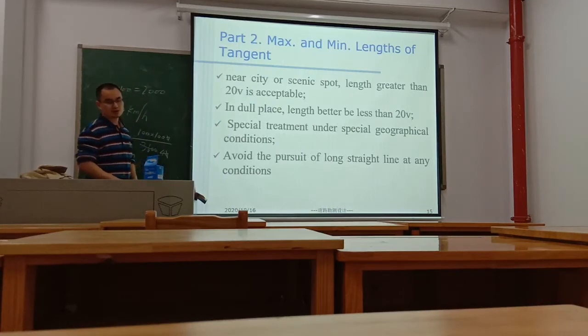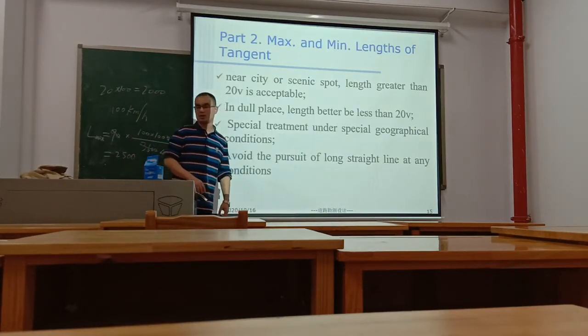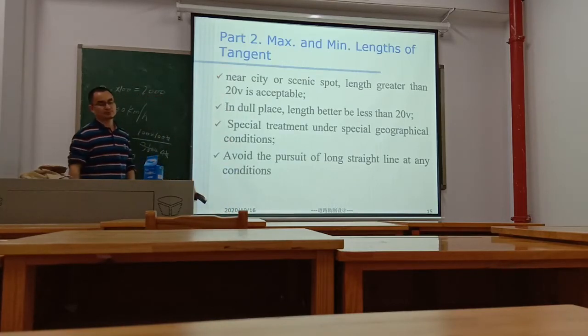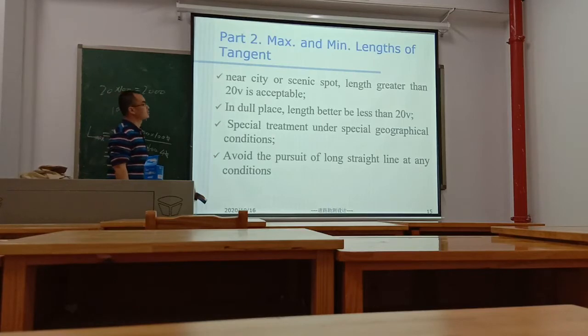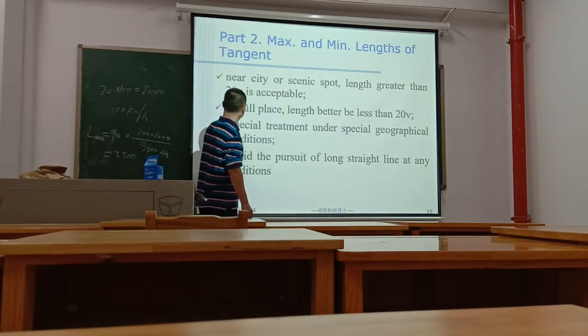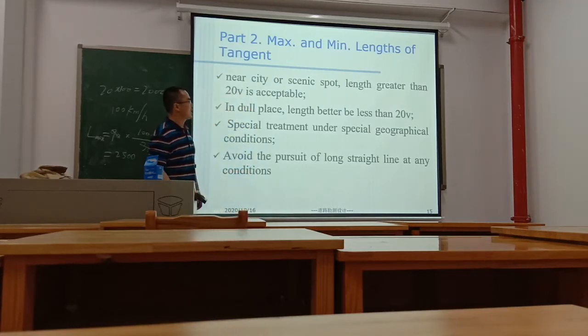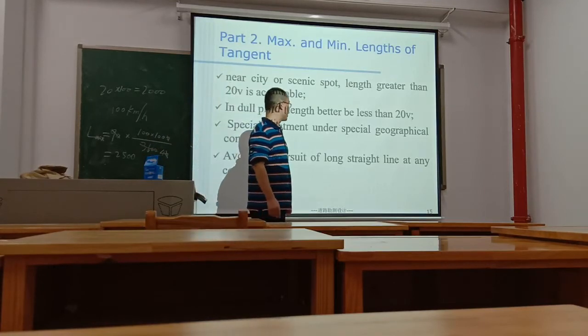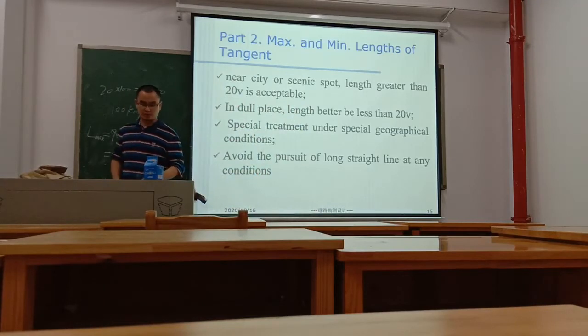Near city or scenic spot, length greater than 20 times velocity is acceptable. In dark place, length better be less than 20 times velocity. Special treatment under special geographical conditions. Avoid the pursuit of long straight line at any conditions.